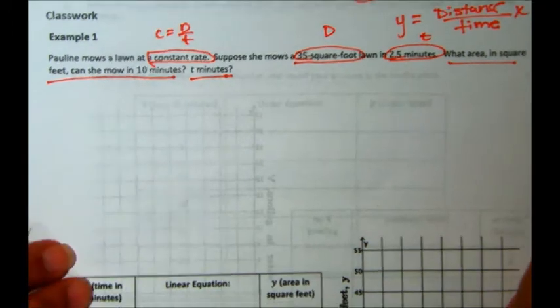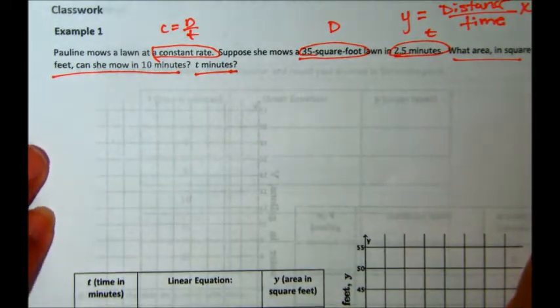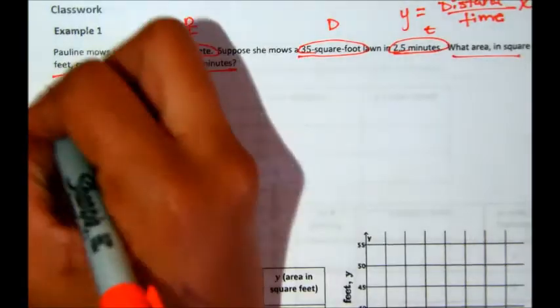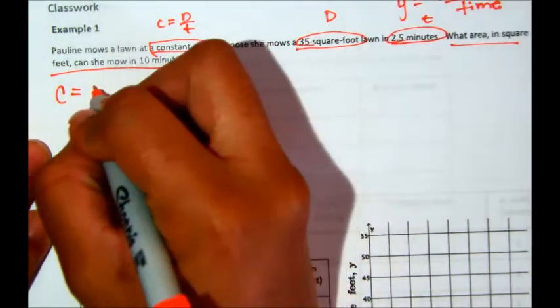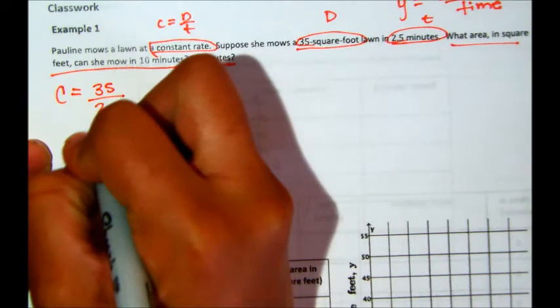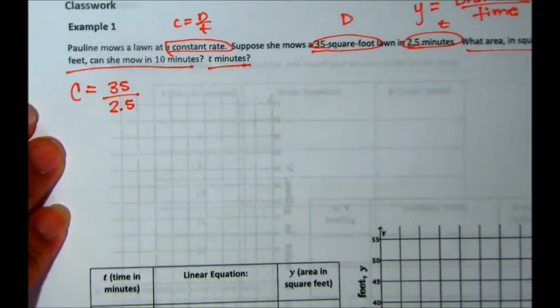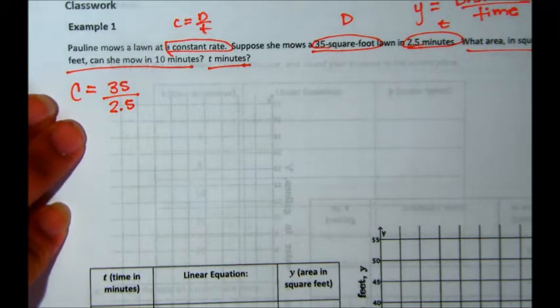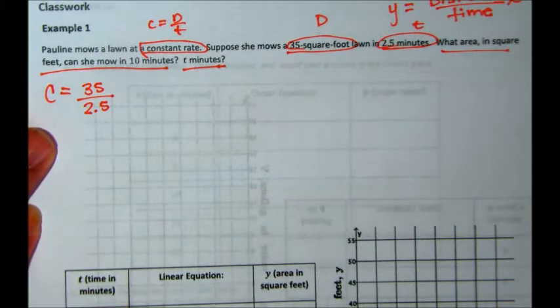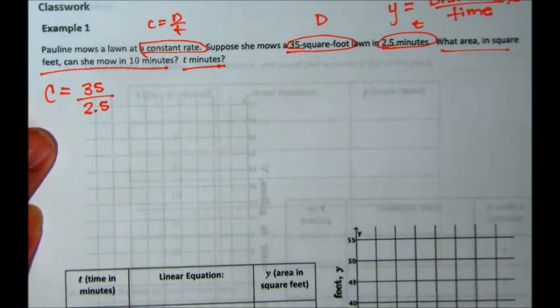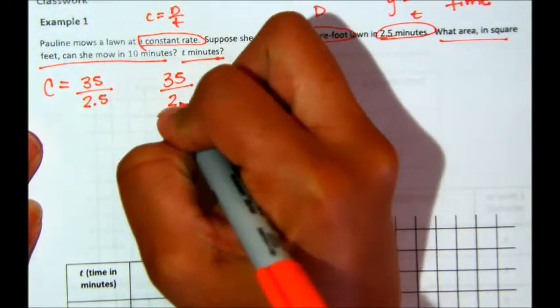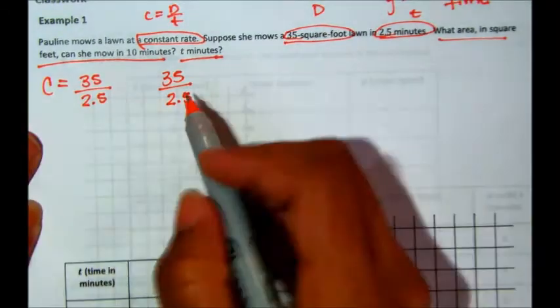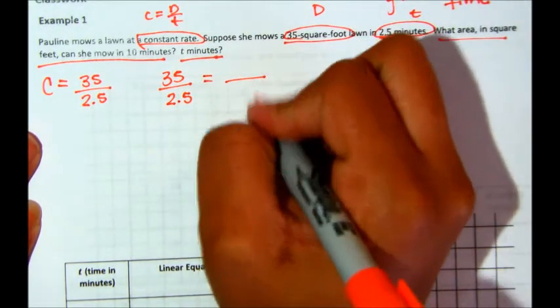So if I wanted to write the fraction that represents Pauline's constant rate at mowing the lawn, what would that look like? Pauline's constant rate would be her distance of 35 square feet over her time of 2.5 minutes. How can we use this constant rate to help us determine the area in square feet she can mow in 10 minutes? We can create a proportion. So I'm going to come out to the right, and I'm going to set my given constant rate of 35 square feet over time, and I'm going to set that equal to another ratio.